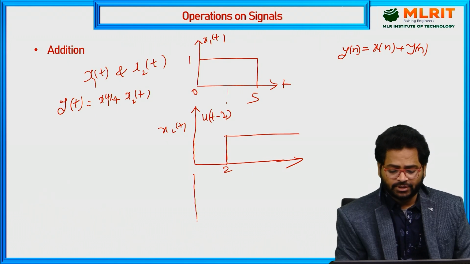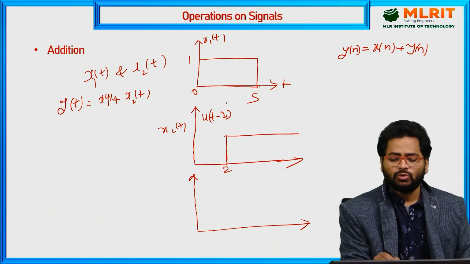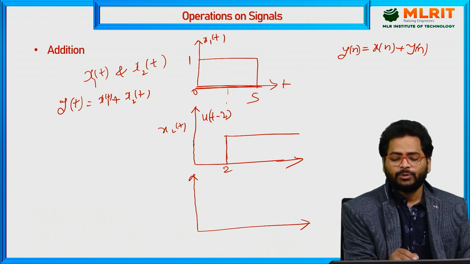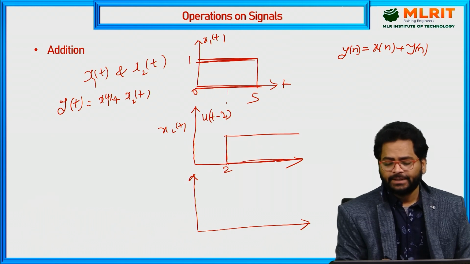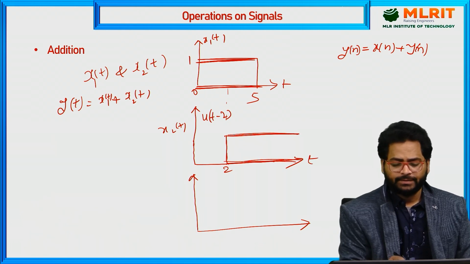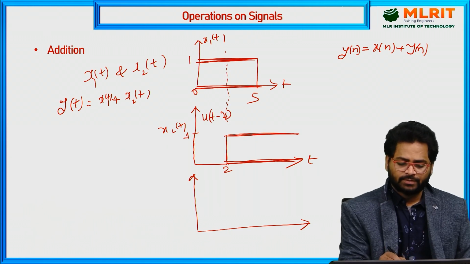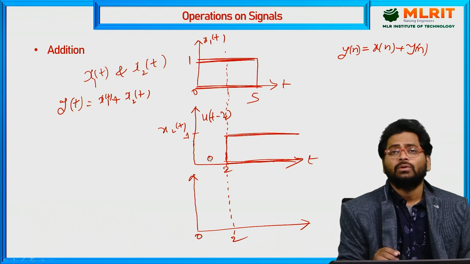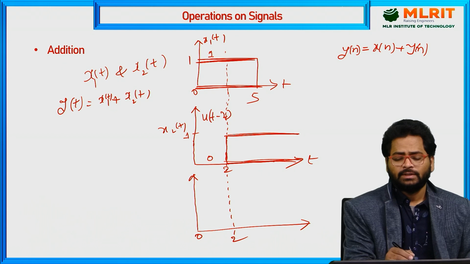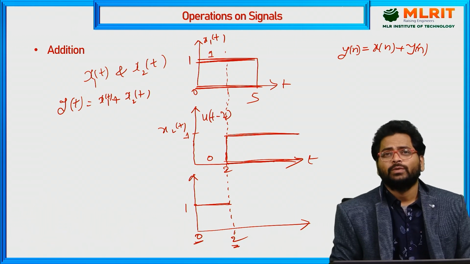And what is the addition of these two signals? Now look here, from 0 to 5 the amplitude is 1, whereas from 2 to infinity the amplitude of the other signal is also 1. If you add these two components from 0 to 2, this value is 0 and this value is 1. Then 1 plus 0, you will get the value 1, from 0 to 2.